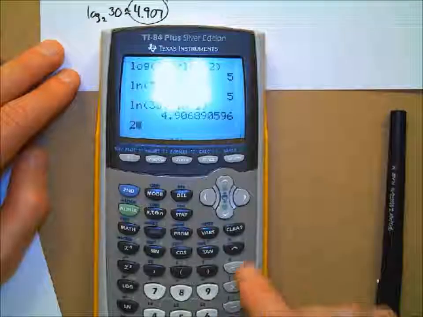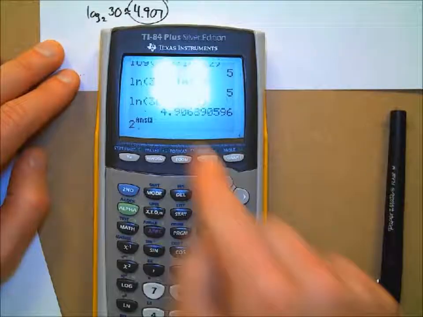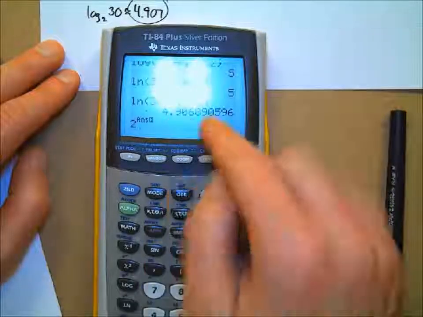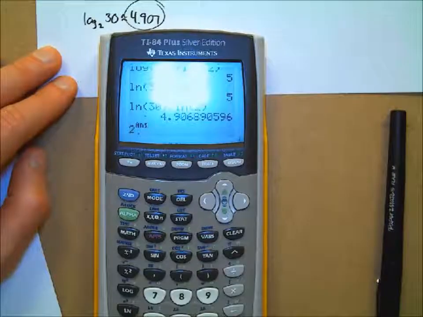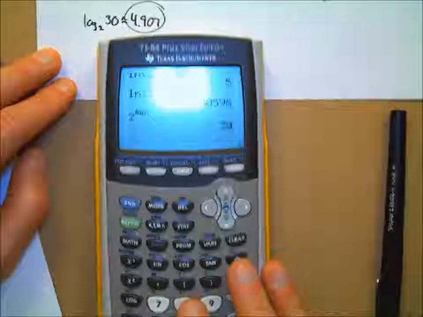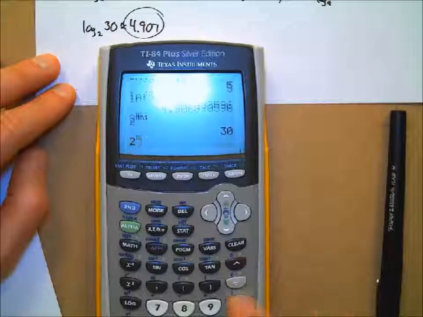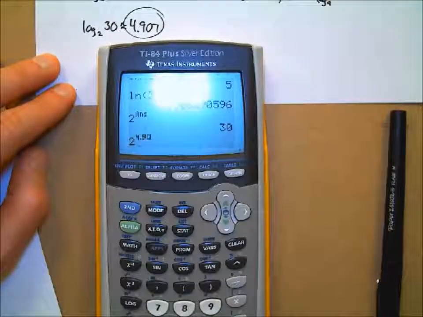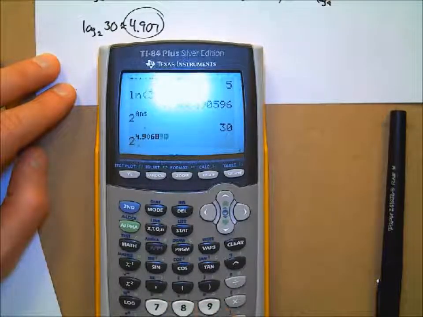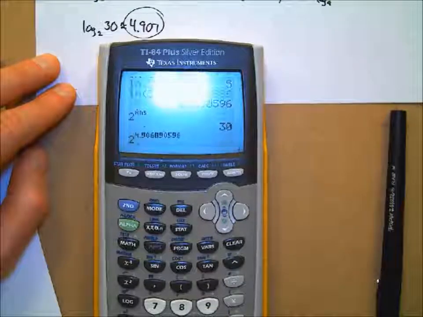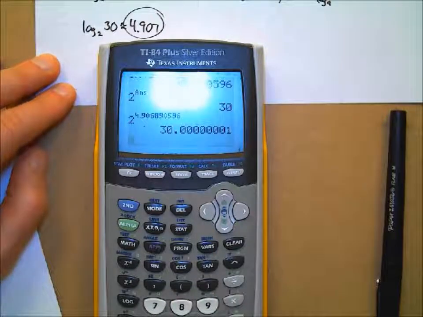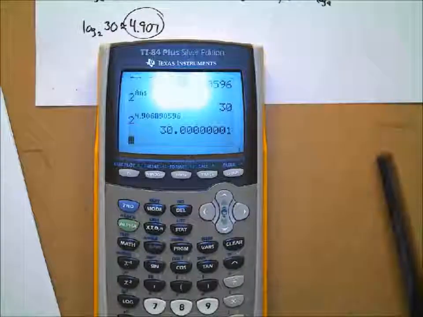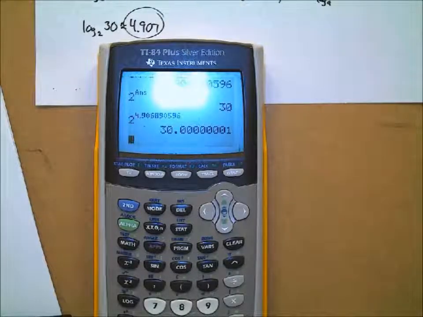Okay, and you can check that by doing, okay, let's check that. 2 to the, and I'm just going to use the answer command, which allows me to use that. So this is saying this exponent of 2 should give me 30. And there it is. Okay, if you don't believe me, you can type it out. 2 to the 4.906890596. And they're rounding because the calculator had to round off there, right? Which is about 30. That's the answer. Right? Questions on any of that?